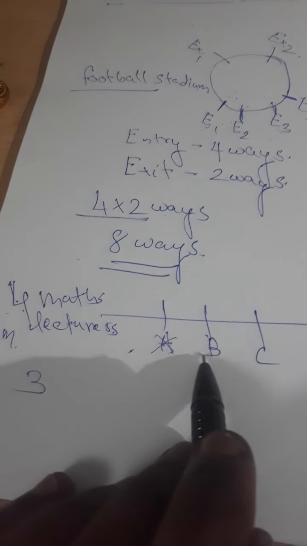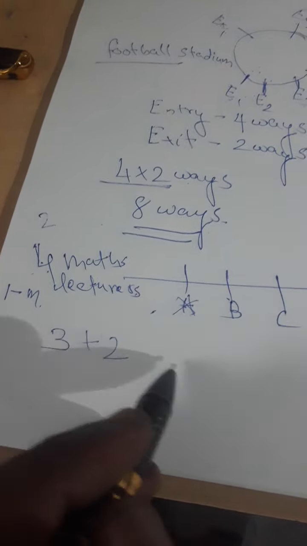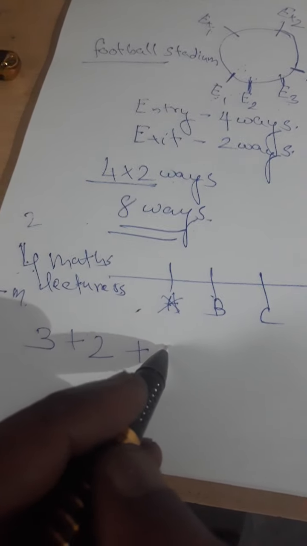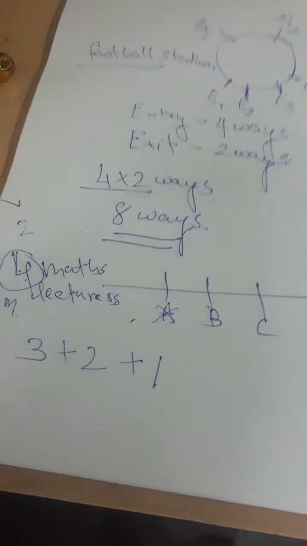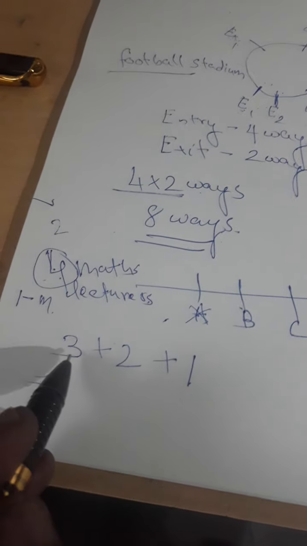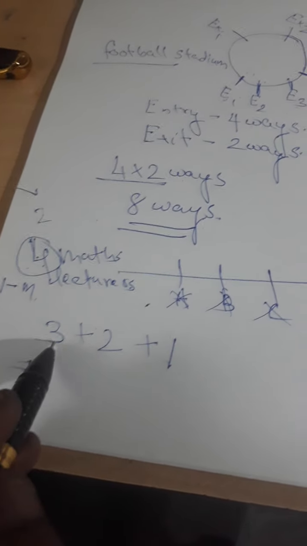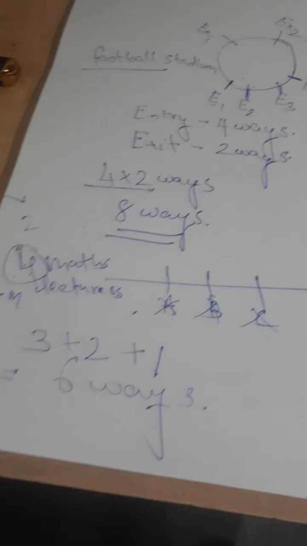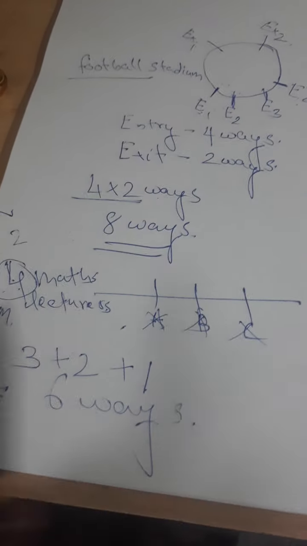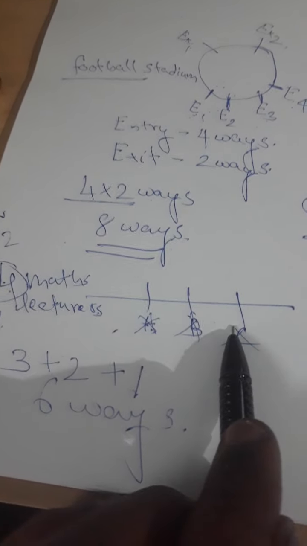Then out of the remaining 2 classrooms, the second can choose in 2 ways. So it is 3 plus 2. Similarly, the third one can choose 1, and the next mathematics lecturer takes a break. So that is 6 ways they can choose the classes. This is addition, because after this event there will be no other event.